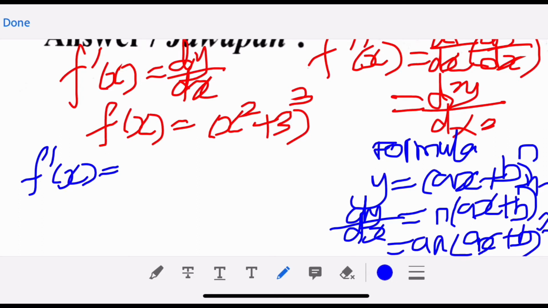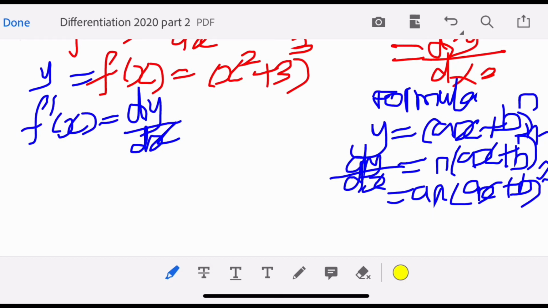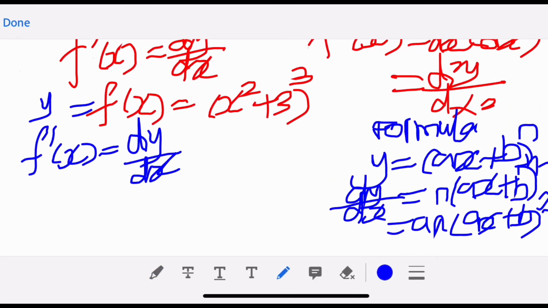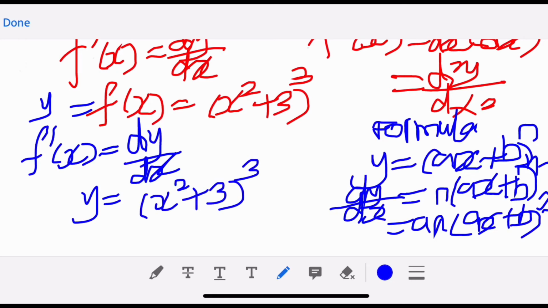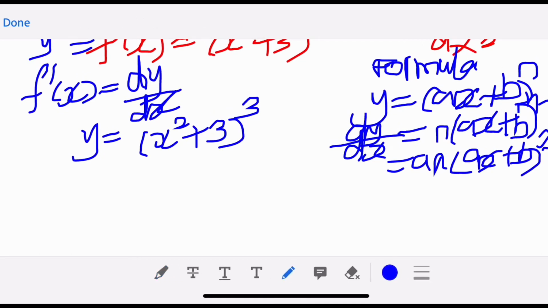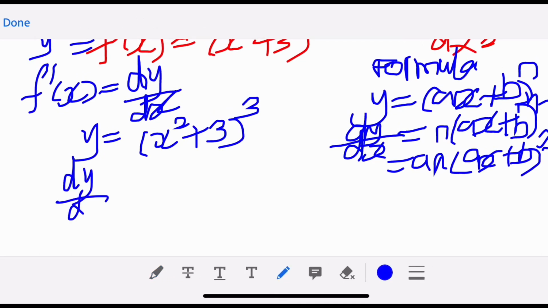We will use this formula. So you just bring the 3, the power, down. You can also write f(x) as y, no problem. Now we want to differentiate using the formula. You can write dy/dx or f prime x, no problem. I try to use y because we are used to writing dy/dx, so f prime x is a bit troublesome for us.